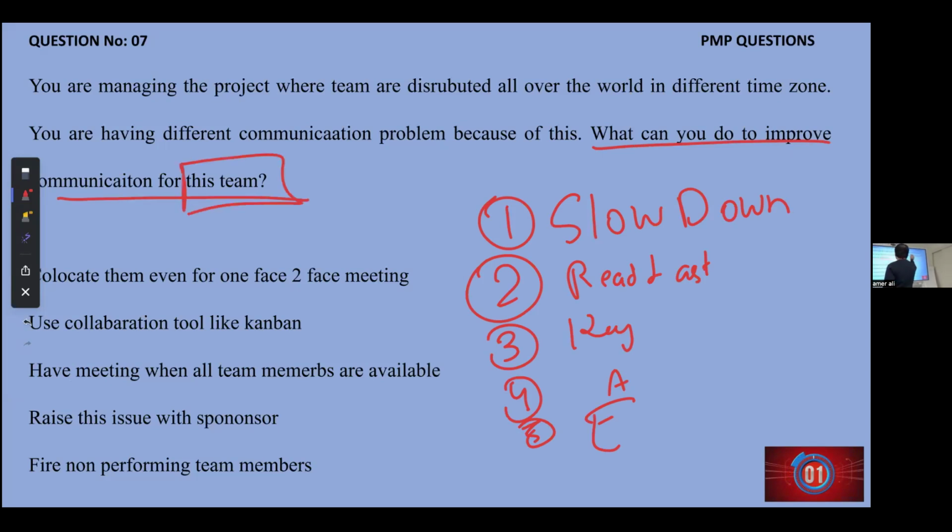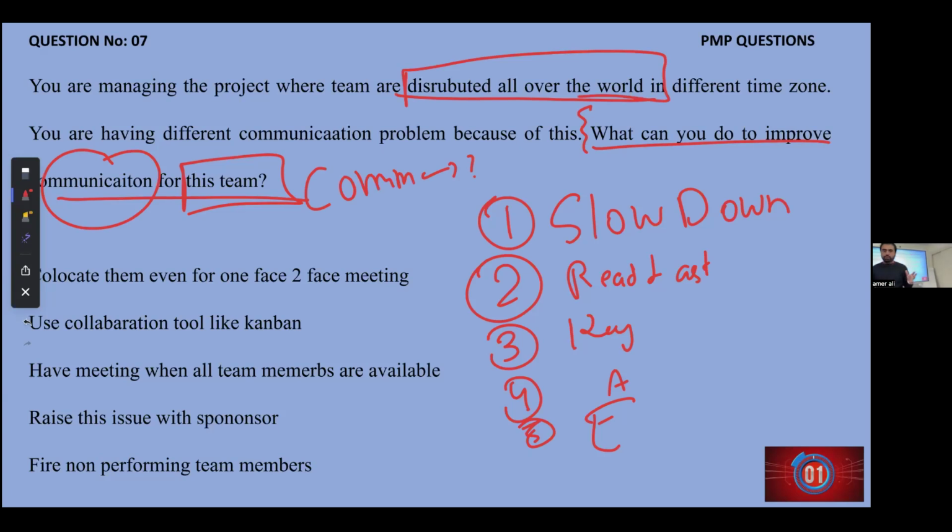Okay, so now I read the last line. I know that there's a problem of communication. You are managing a project where teams are distributed all over the world. I need to see what the problem is. You are having different communication because of this. What should I do? Co-locate them. Now this looks like the right answer.